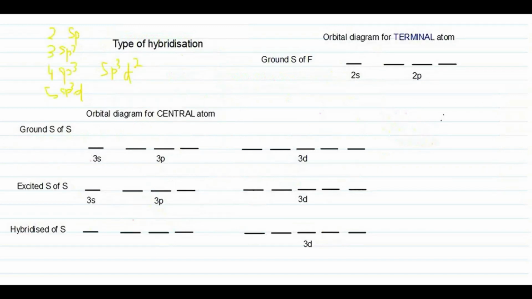Now, for the hybridization to happen, we need to draw the orbital diagram for the central atom first. As you know, sulfur has 16 electrons. So the electronic configuration of sulfur is going to be 1s2, 2s2, 2p6, 3s2, and 3p4.